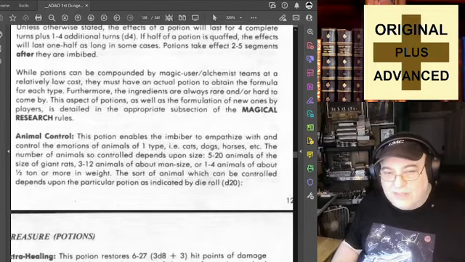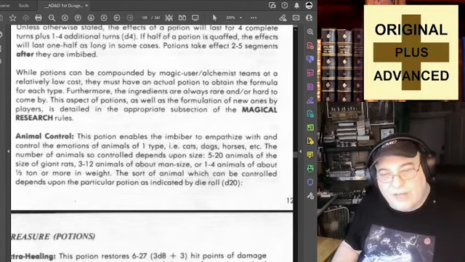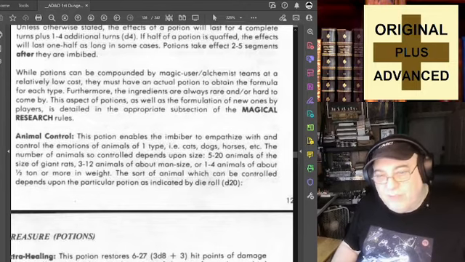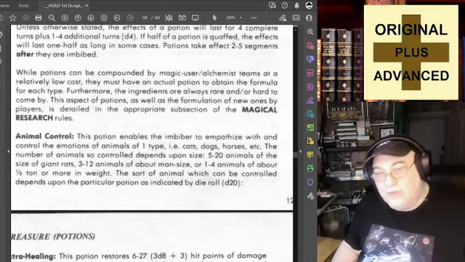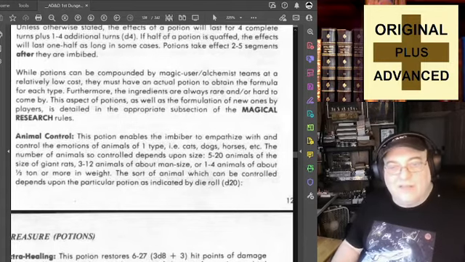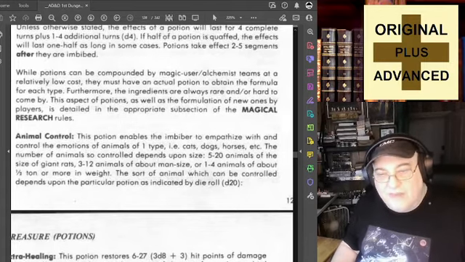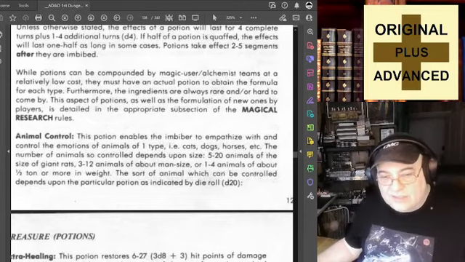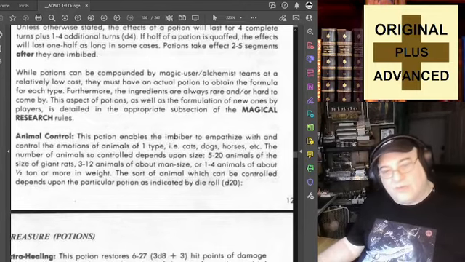Well, they can be compounded, potion to obtain the formula for each type. Furthermore, the ingredients are always rare and or hard to come by. This aspect of potions, as well as the formulation of new ones by players, is detailed in the appropriate subsection of the magical research rules. We'll get into that sometime too. Let's look at each of the potions descriptively.